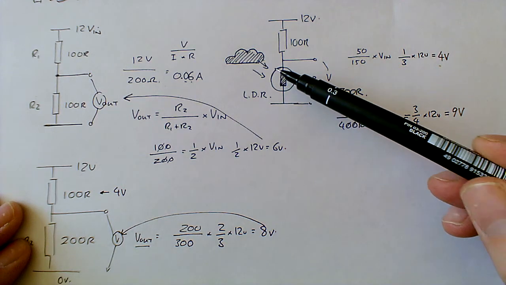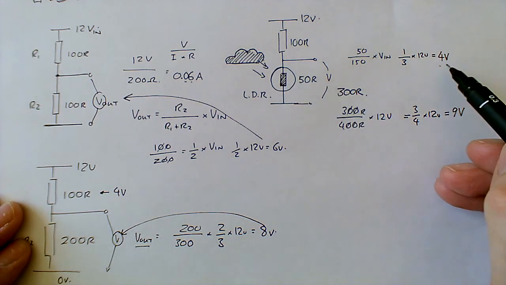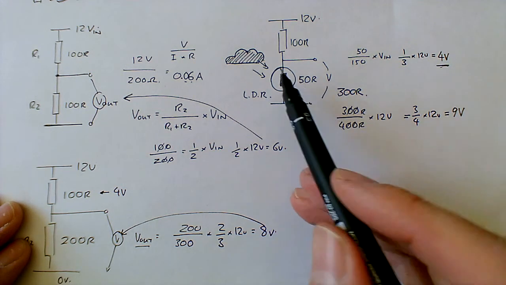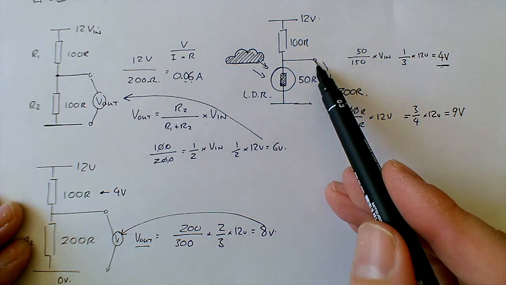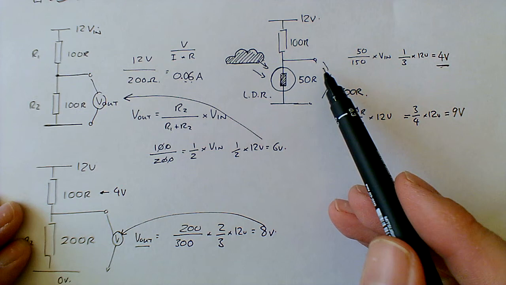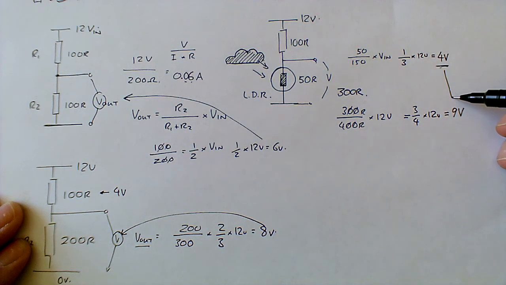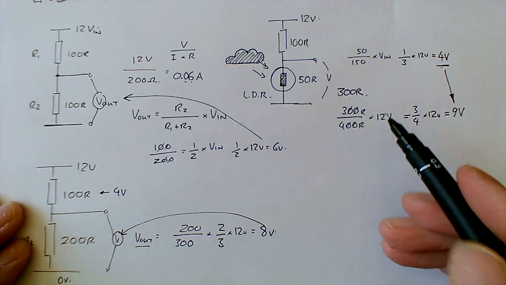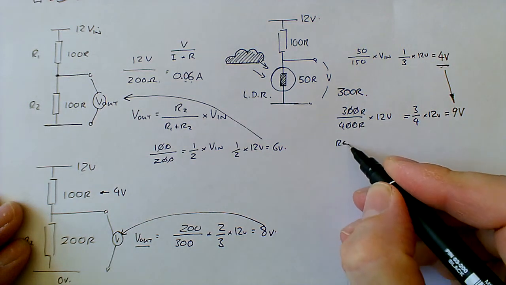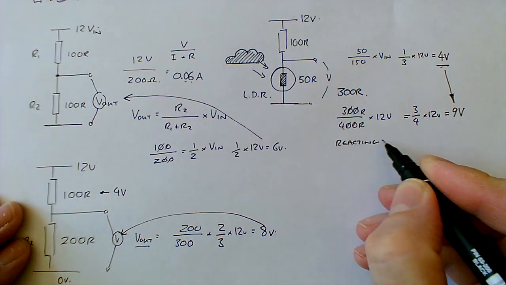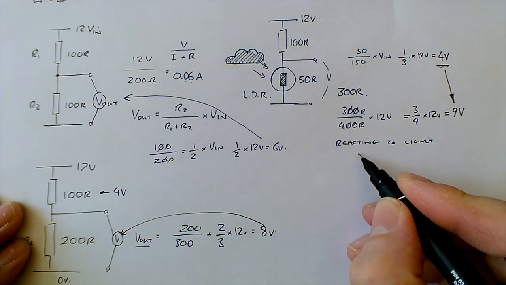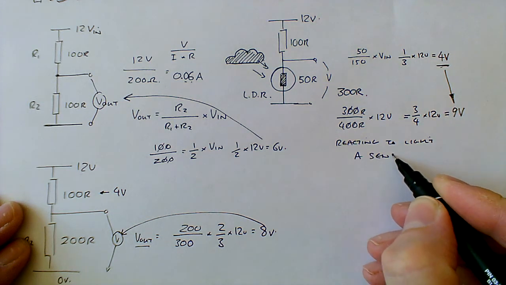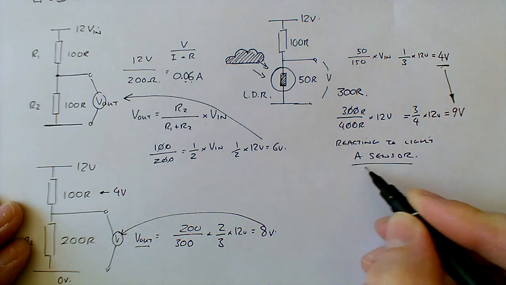So see the difference? With light shining on the sensor, there was a voltage of 4 volts, but as it became dark, the voltage across these points went from 4 volts to 9 volts. So in fact this circuit was reacting to light. It is basically a sensor.